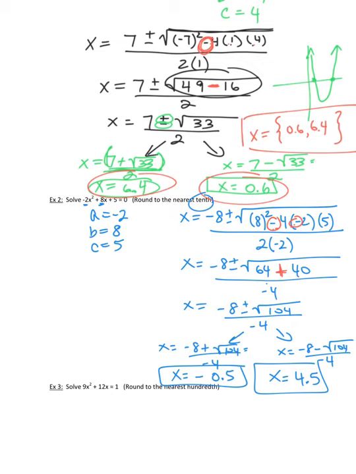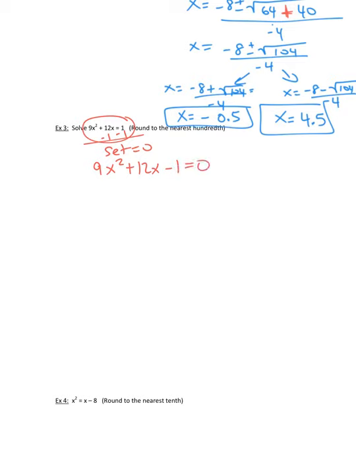Okay, now the next one is a little bit tricky because if you look at the way the equation is initially set up, it isn't set equal to 0. So that's something that you have to do. You have to set it equal to 0. So you would need to subtract the 1: 9x squared plus 12x minus 1 equals 0.